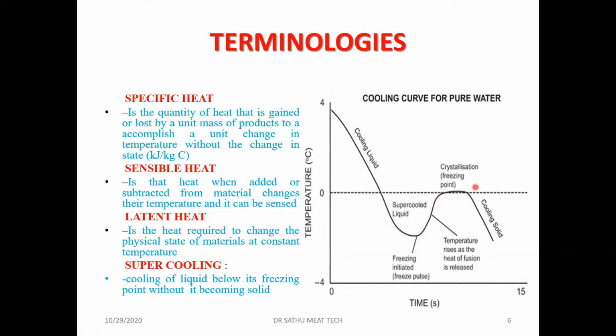So here it is a freezing point. Here the crystallization or the freezing of the water is taking place. So supercooling means the cooling of the liquid below its freezing point. This is the actual freezing point. But we find that the liquid, say for example the water, is below the freezing point also. It is in the liquid state only. This phenomenon is called supercooling.